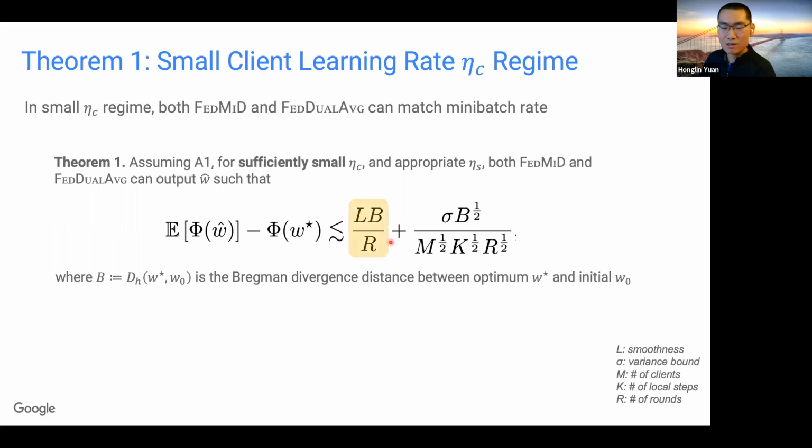The result looks as follows. As you can see, this LB over R corresponds to the deterministic convergence. Because you only have R steps, this decays rather slowly. But this variance term is inevitable because it corresponds to the hardness of the stochasticity of this problem. Note that this theorem only assumes the blanket assumptions we just stated, and it applies to both federated mirror descent and federated dual averaging, because in the mini batch case both algorithms have the same rate. But as we will see, we have a stronger result for federated dual averaging in certain cases.